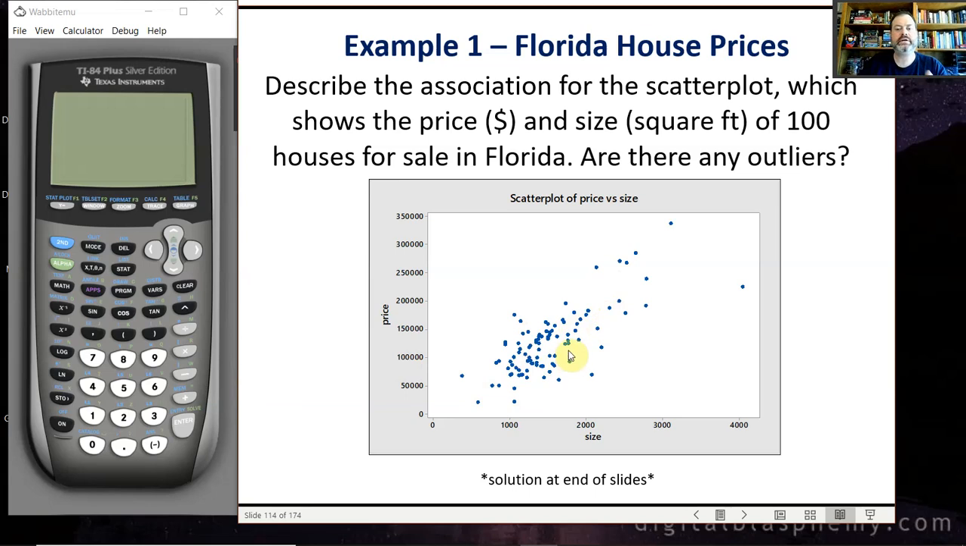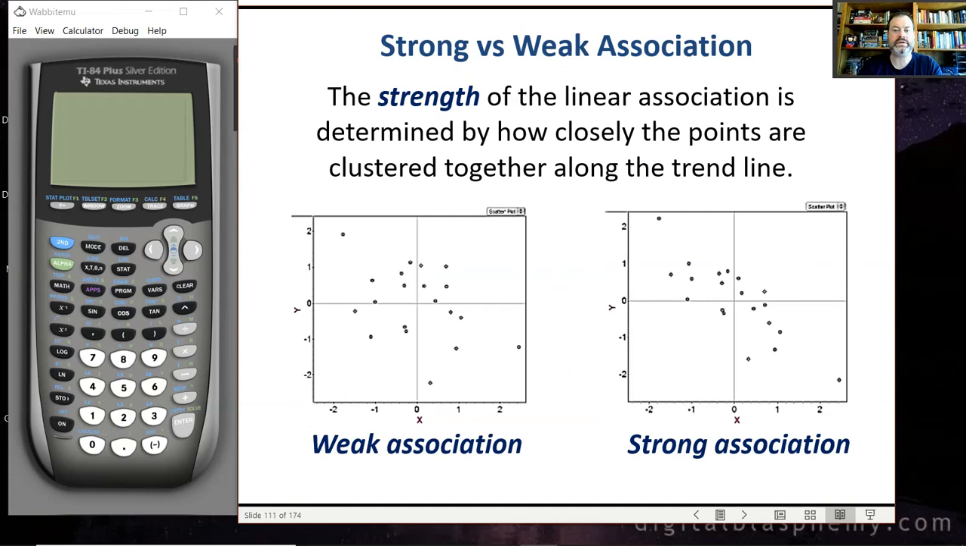So this is linear and positive. How strong is this association? Does it look more like more points are along the trend, or more points are randomly scattered? If it looks like more points are close to the trend, then that's a strong association. And if you're not sure, just go back to an earlier slide, strong versus weak. This one's weak because it looks like more points are randomly scattered. There's a few points on the trend, but not many.